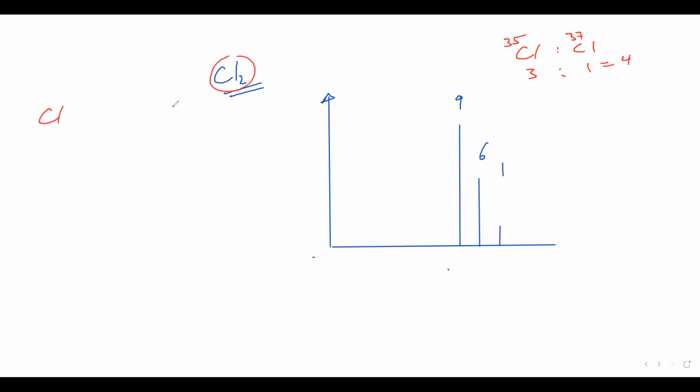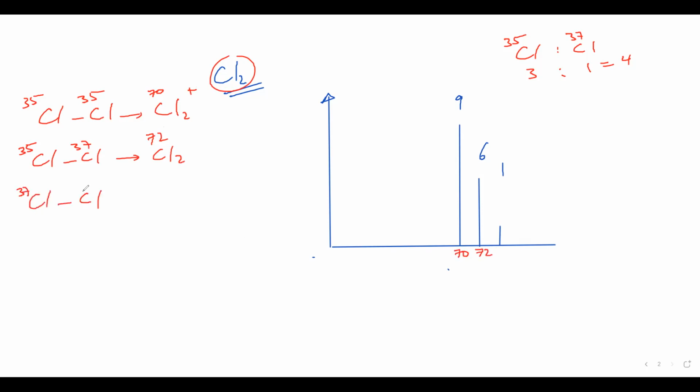We said that the chlorine molecule is either formed from two chlorine 35 isotopes, to form the Cl2 70, having the positive charge, because all the ions present in the mass spectrometer are positively charged, or the second probability that one of them is 35 and the other 37, and so we get the Cl2 which is 72. So here we get a peak at 70, another peak at 72, and the last one, when both isotopes are chlorine 37, we get the Cl2 which is 74. So we get this peak. And we said that the ratio is 9 to 6 to 1, depending on the probability of the formation of these ions.